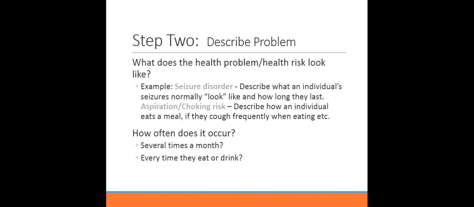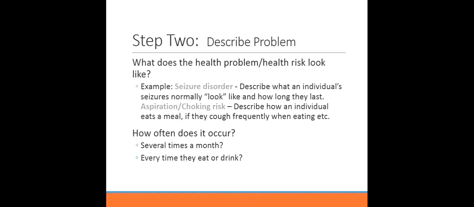Step 2 is to describe the problem. So what does this health problem or health risk look like? If someone has a seizure disorder, within the protocol, we want to give a good description of what someone's seizure activity normally looks like and how long those seizures last.